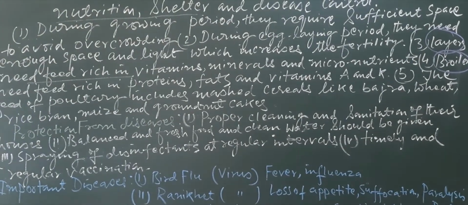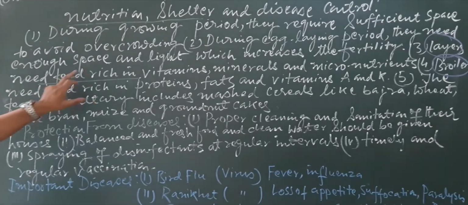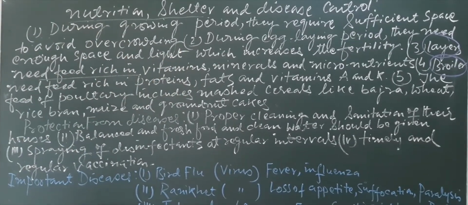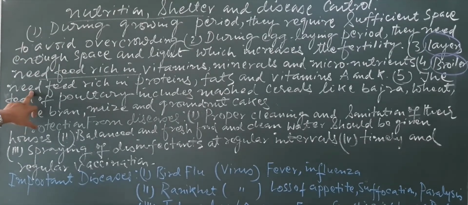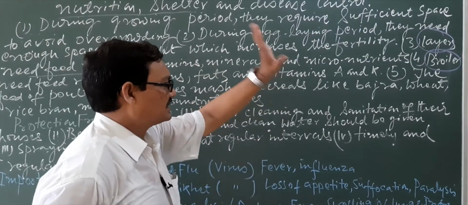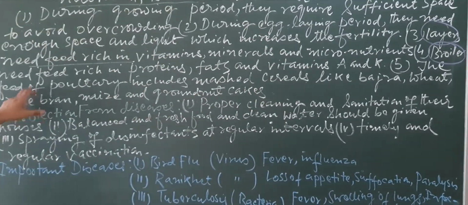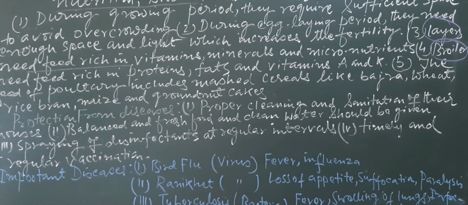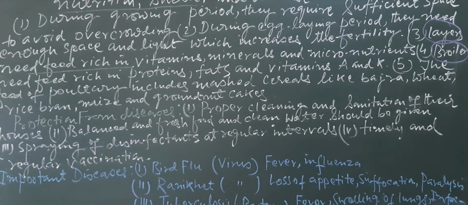When we are talking about the layers, they need vitamins, minerals and micronutrients mainly, and broilers require feed which is rich in proteins, fats and vitamins A and K. The feed of poultry includes mashed cereals like bajra, wheat, rice bran, maize and groundnut cakes.